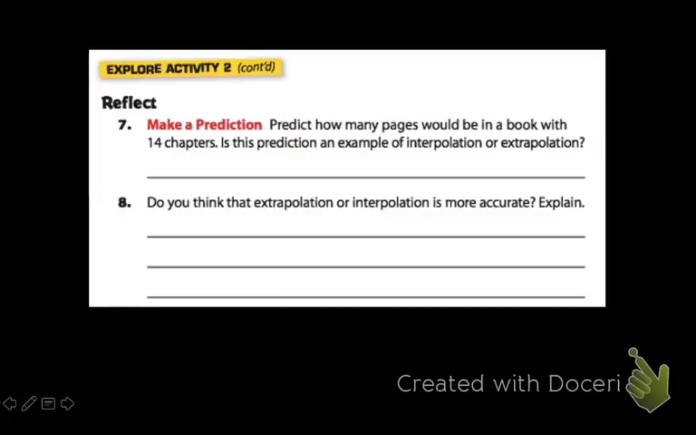So how many pages would be in a book of 14 chapters? Now, if you flip back actually to example 1, you can look and see that 14 chapters is actually a part of the table itself. So this is interpolation because it is within our data. It's actually on the line. And so we can just follow the 14 chapters line from the bottom up to see that it would be 140 pages. Shows that on the left-hand side.